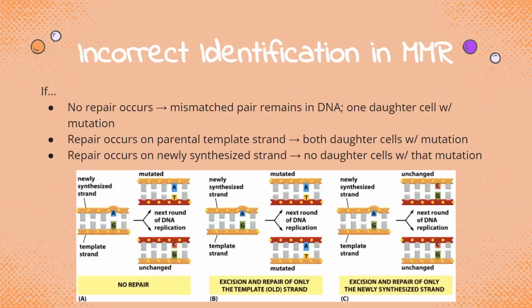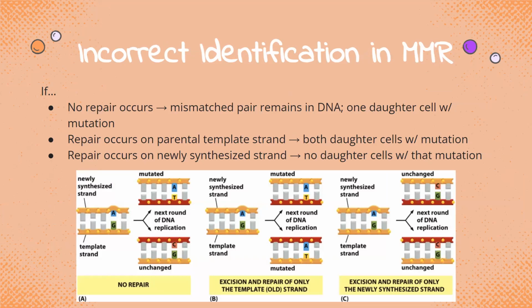Okay, so this is just the visual representation I was telling you about, but the lesion, and there can occur incorrect identification. As we were saying, there was a problem on the topic 10 problem set. That was like a hypothetical, and I wanted to explain that. So if no repair occurs, then the mismatch pair continues, and you'll have one daughter cell with the correct nucleotides and one daughter cell with the mutation.